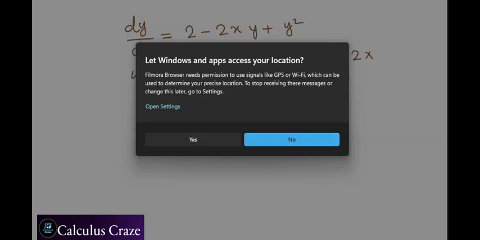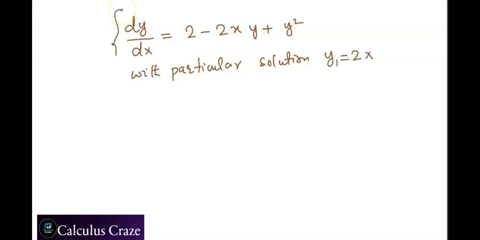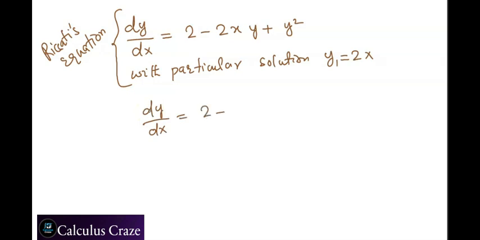Now we will solve an example. So we have got this Riccati's equation. Now we will solve this Riccati's equation because the method has been discussed. So I can write this in this form: dy by dx, also the derivative of y with respect to x, equal to 2 minus 2xy plus y square. Just to let you know, this is my p of x, this is my q of x and this is my r of x.